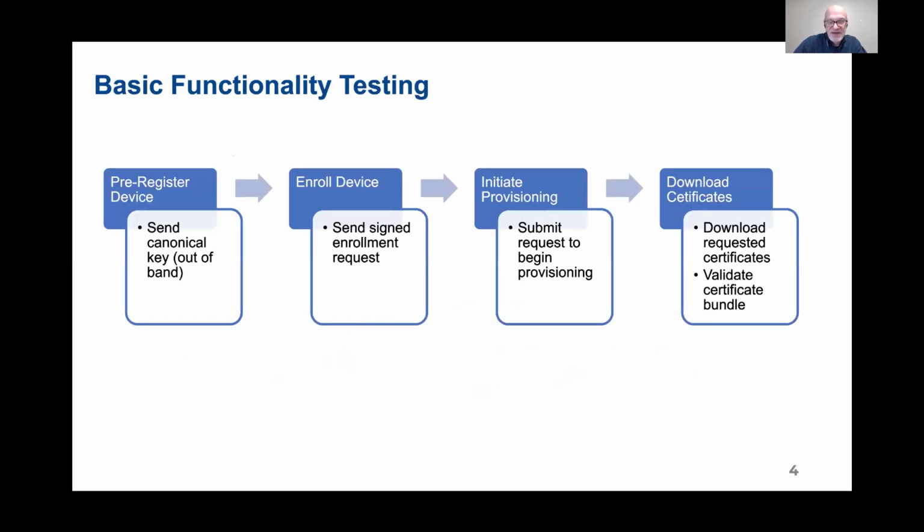This is sort of a higher level abstraction of what I pretty much just said, that devices need to generally pre-register or somehow identify themselves to the SCMS system, then they can initiate their enrollment. They do an initial provisioning and then download certificates. So that's that basic functionality that we want to make sure all devices can do. And we would like to see a majority of devices start to do this through the 1609.2.1 interface.